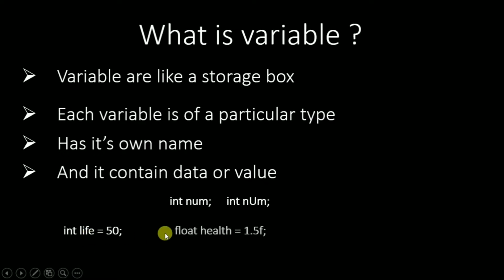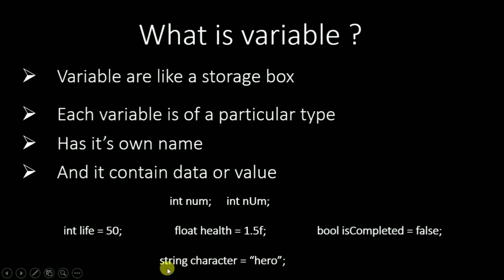Let's have a look at the second example where float health equal to 1.5f. Here float is the variable type and health is the variable name, whereas 1.5f is the value. For floating point we write f at the end of the value. Another variable type is bool, and it has only two values, true or false. And the last one we are going to see here is the string variable. Let's jump over into Unity.